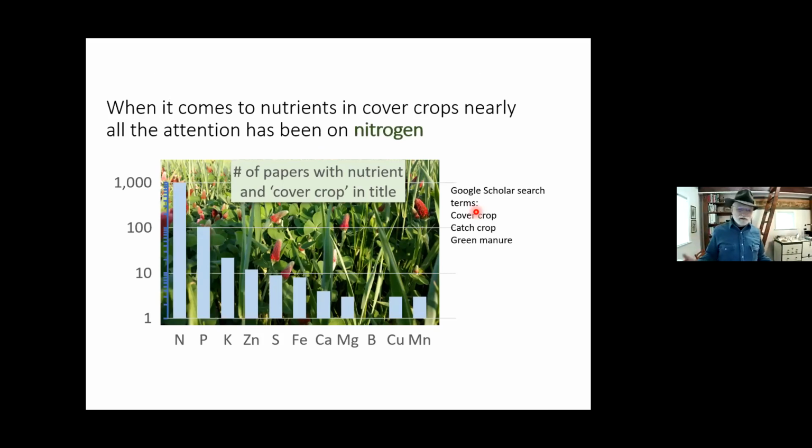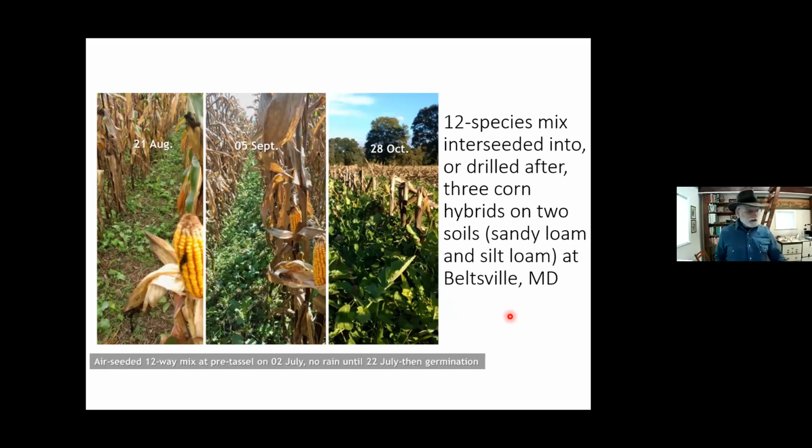So all of that was about nitrogen. And if you take a look at the literature on cover crops and nutrients, almost all the papers are about nitrogen. A few of them are about phosphorus. So this is a logarithmic scale. I just did a quick search in the last 20 years, and I got about 1,000 papers that had nitrogen in cover crops in the title, about 100 that had phosphorus in cover crops, a few with potassium, and then you're in the single digits, just one or two papers occasionally. And most of these weren't very useful. So almost nobody studies the possibility that cover crops could help with other areas of plant nutrition. So I wanted to take a look at that.